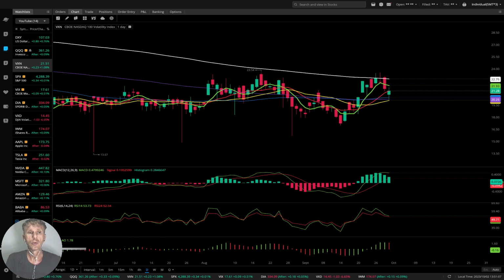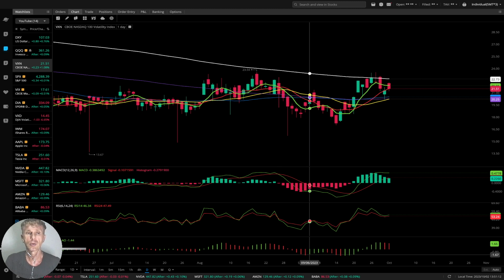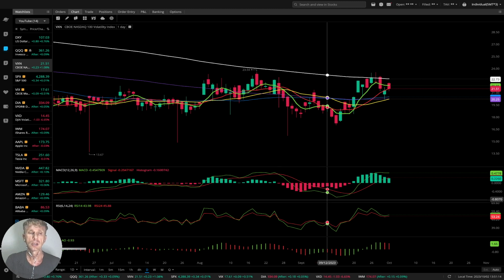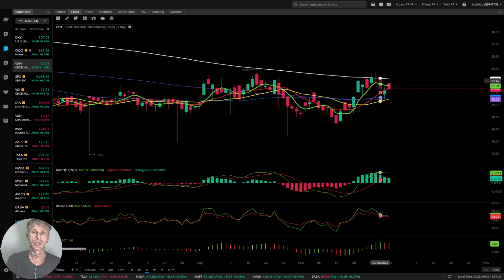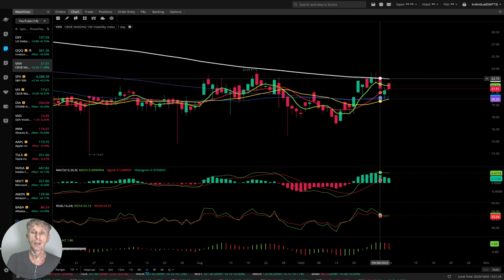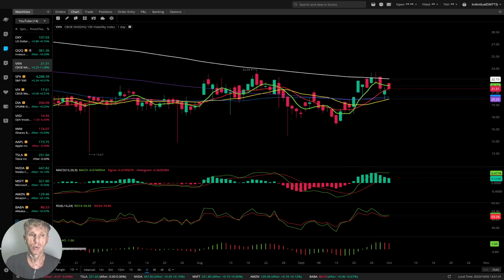Now let's move to VXN, volatility index for Qs. Still positive, still bullish on daily time frame, but looks like it was rejected from MA 200 and it wants to go bearish. We'll see. So far it is bullish. And it is positive for bullish volatility index, it's negative for Qs.